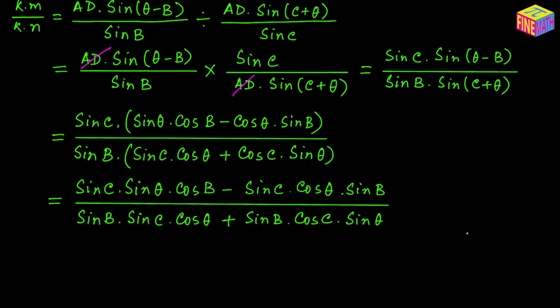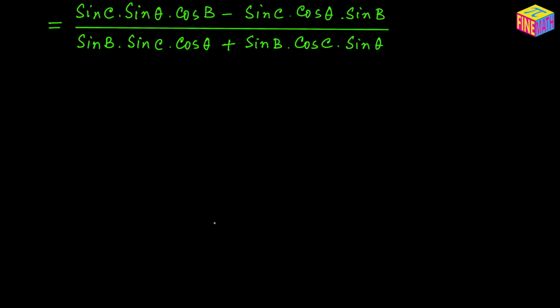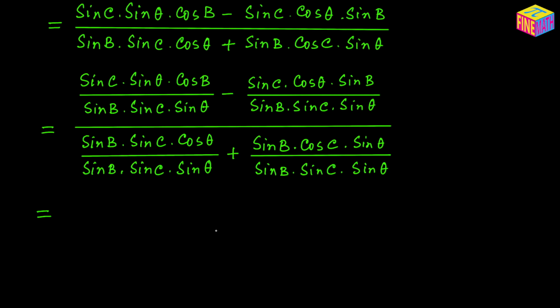Next we are going to divide both the numerator and the denominator on the right hand side by sine of B times sine of C times sine of theta. So if we divide the numerator and the denominator here by sine of B times sine of C times sine of theta, then it's going to look like this. Now if you look at it carefully, you will see that in the numerator this sine C will cancel out this sine C there, and this sine theta will cancel the sine theta. Similarly this sine C will cancel this sine C, and this sine B will cancel this sine B.